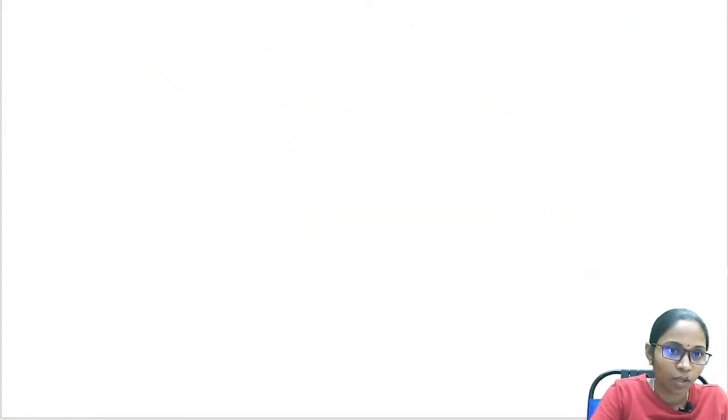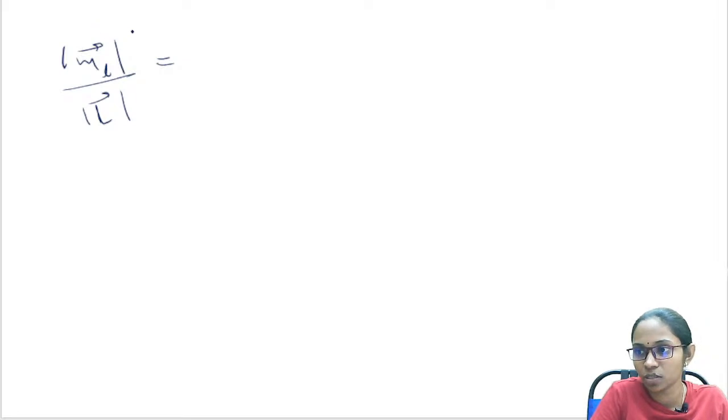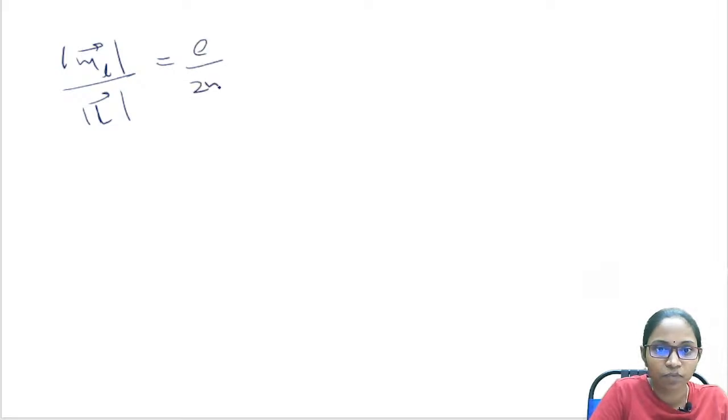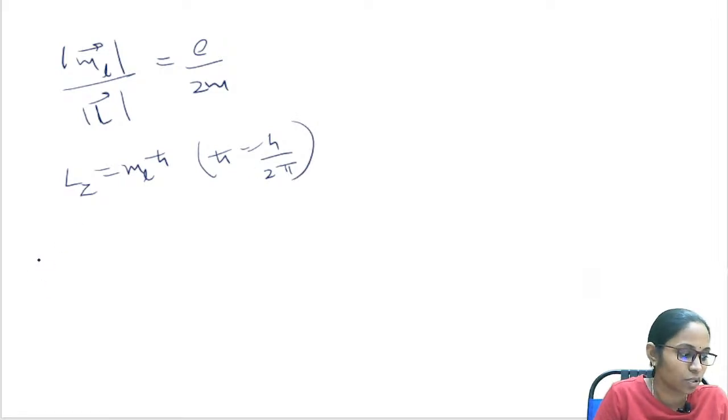Coming to the magnitude of mu L bar, you can also write ML bar. For convenience, I am writing ML bar. ML bar equals ML bar by L bar. In our last class, we have solved this equation. Do you remember? The magnitude of ML bar by L bar will be E by 2M. And the component of L bar is LZ, which is equal to ML h cross, where h cross value is h by 2 pi. We had solved all these equations in our last class only. Do you remember this?